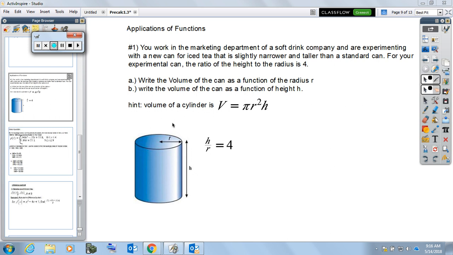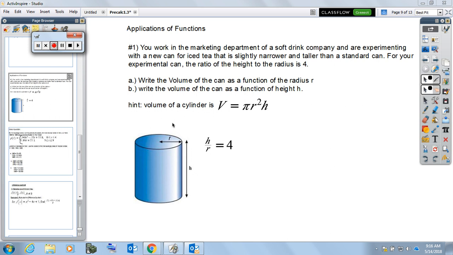Alright. Well, the thing we have to take into account is what's the goal? What does it mean to be a function of r? Well, when it is a function of the radius r, that means there can be no other variable inside of the volume function other than r. That's all we can have in this case. Same thing for part B. The volume of the can as a function of height h, all we can have is the variable h in the volume function itself.